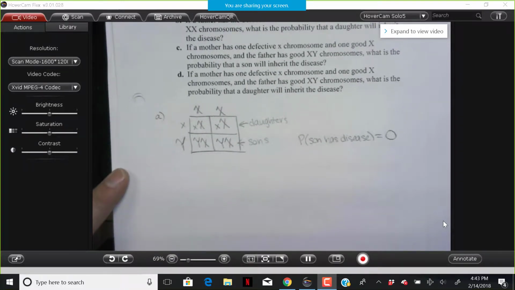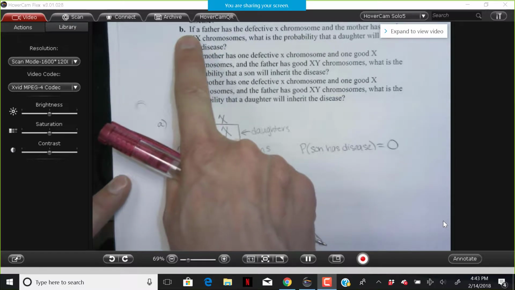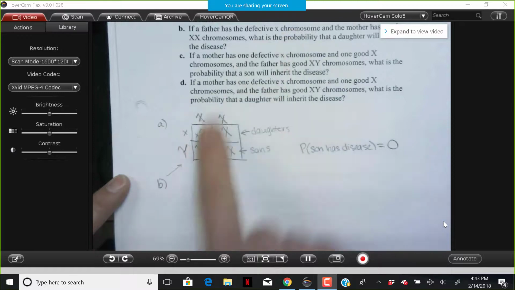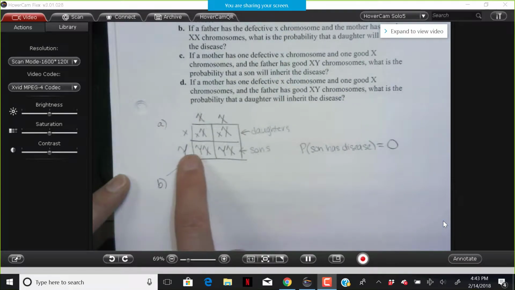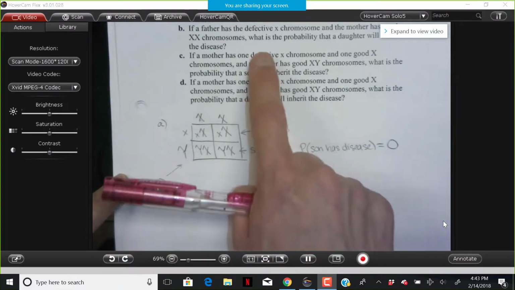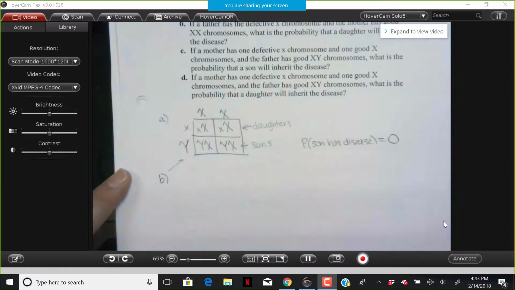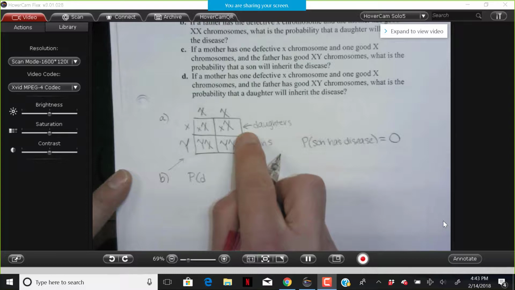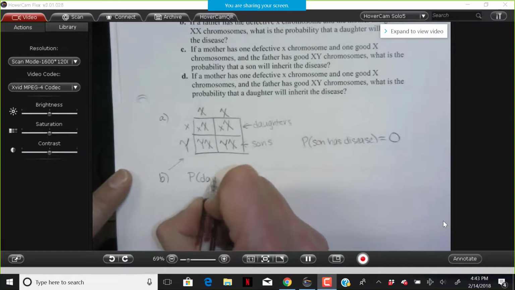Now B, same scenario, so we can use the same table. The father has the defective X and the mother has good X, both of them. What is the probability that a daughter will inherit the disease? 0, because she has a dominant one to counteract it.